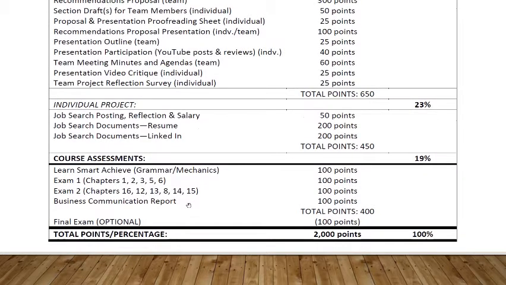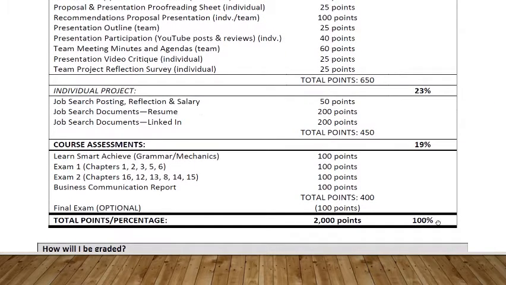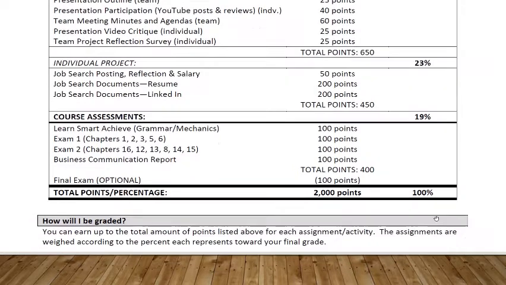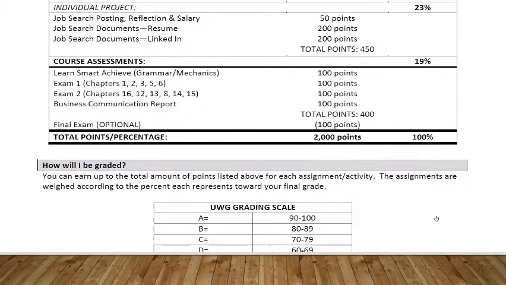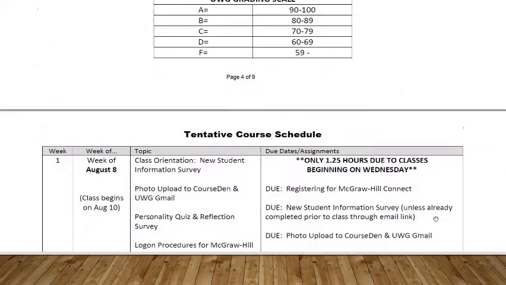Last but not least would be the course assessments. In addition to the grammar and mechanics exercises that I briefly mentioned just a moment ago, which are 100 points, you're going to have 2 exams and a business communication report, which makes up 19% of the course. So the total adds up to about 2,000 points at 100% weighted between the different aspects of your grade.